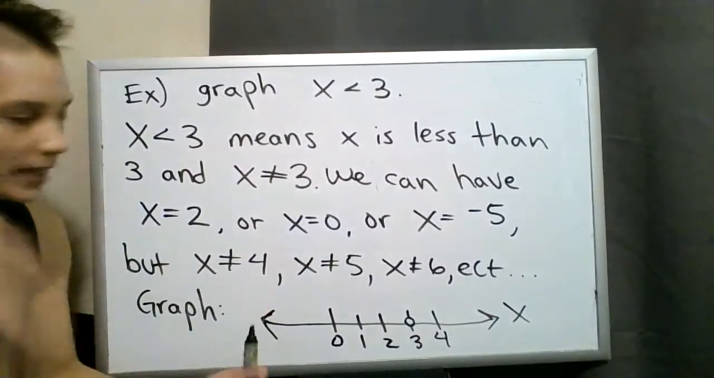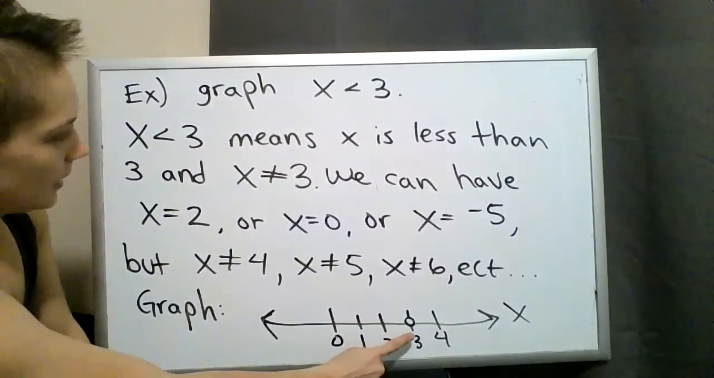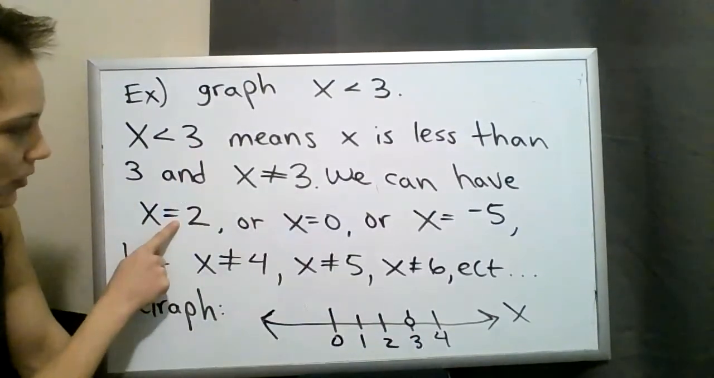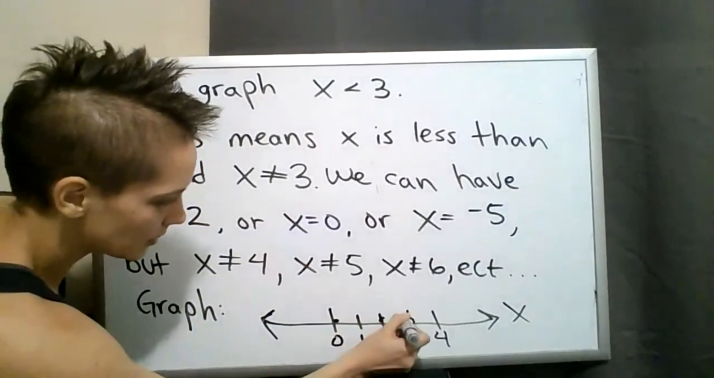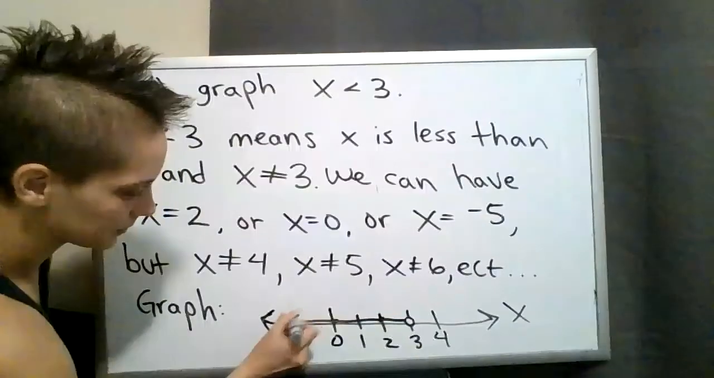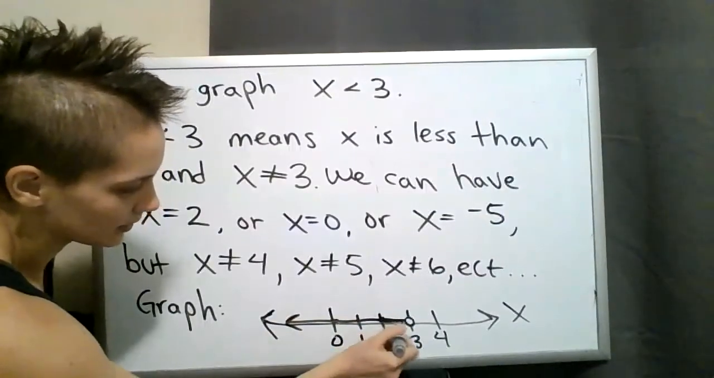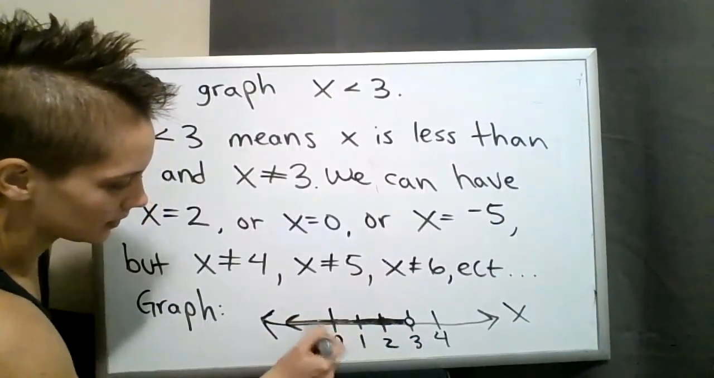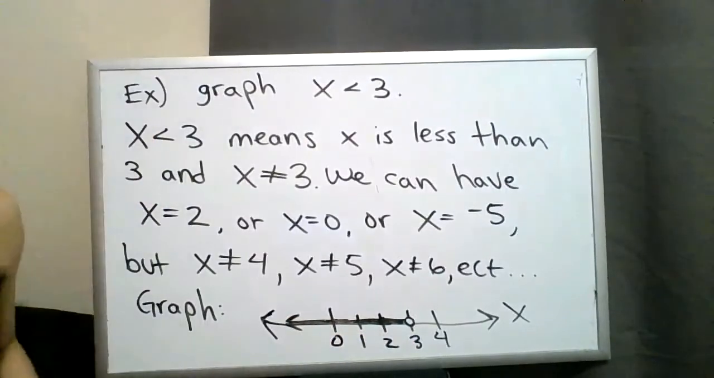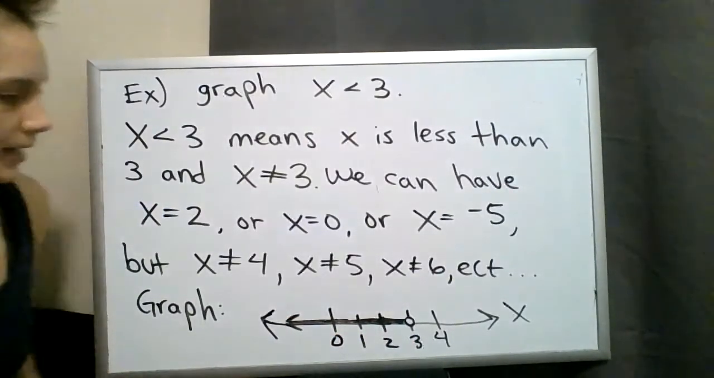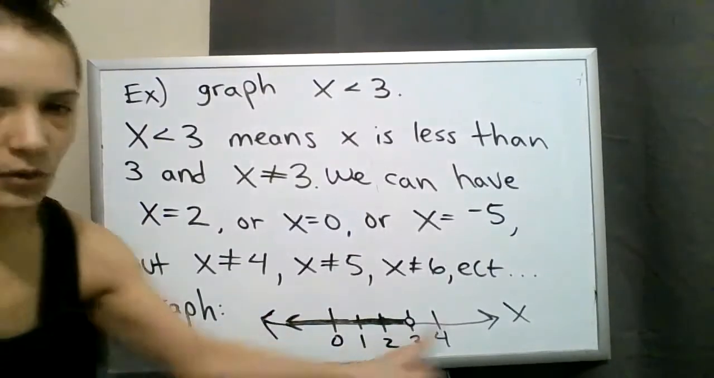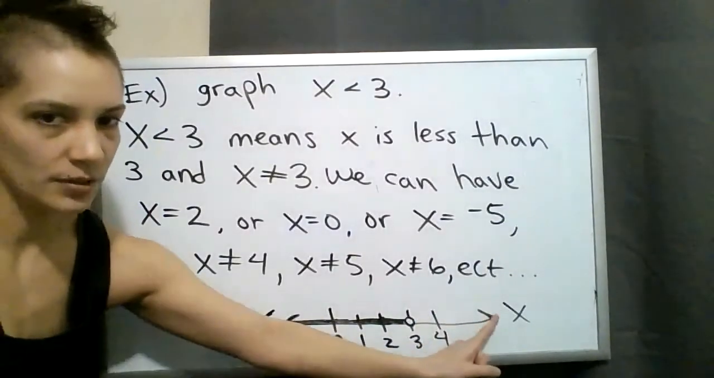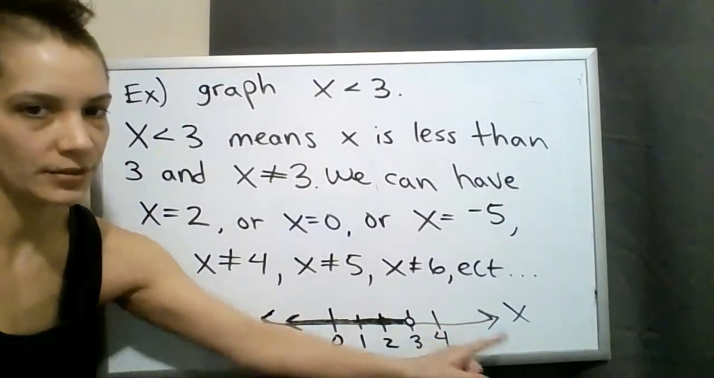We've taken it away. X can be 2 or 0. It can be any number this way. So we can go this way. We talked about X is not greater than 3, so you're not going over towards the right. You can't include 4 or 5 or 6 or this way.